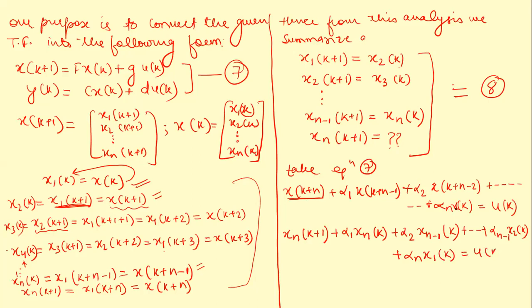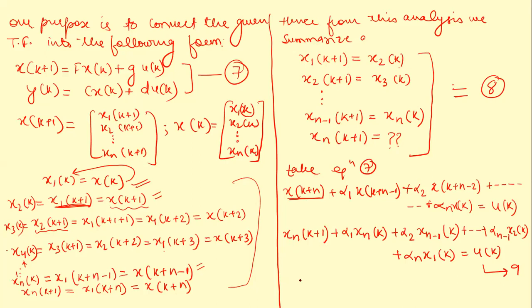So let us say this is equation number 9. As you can see in this, we have this equation in terms of xn(k+1), xn(k), x(n-1), and so on, x2, x1. Now all the state variables have been included here, right? So let us rearrange this equation in terms of xn(k+1).